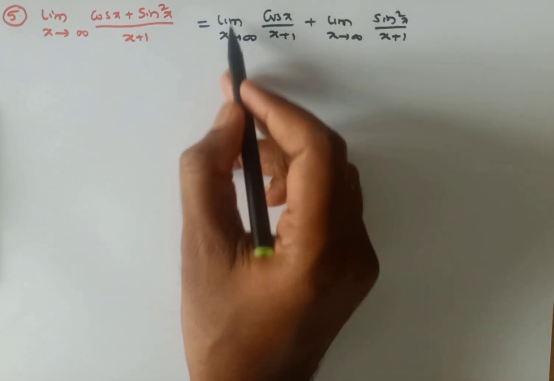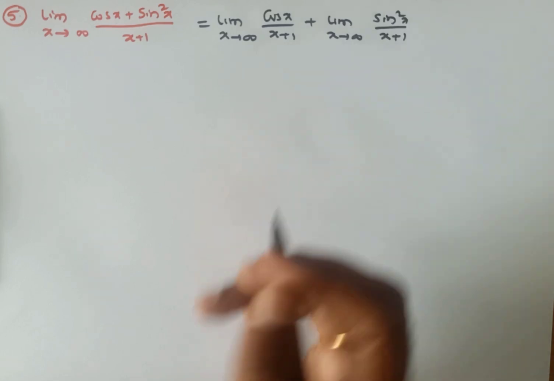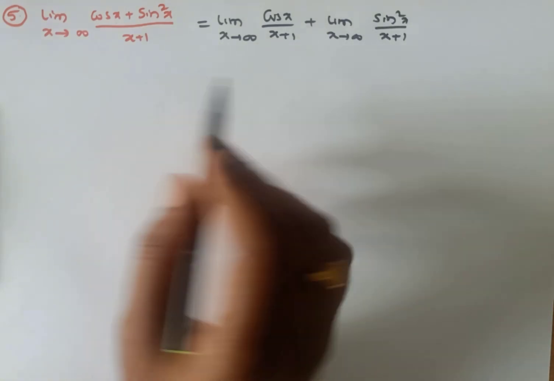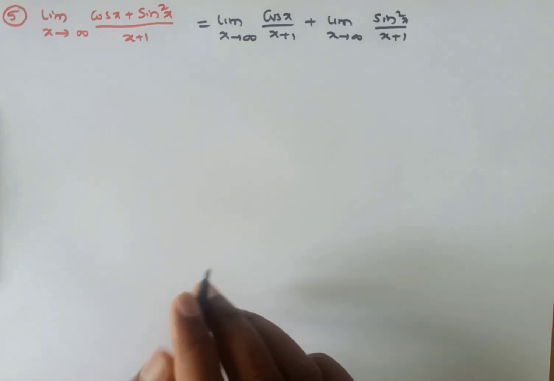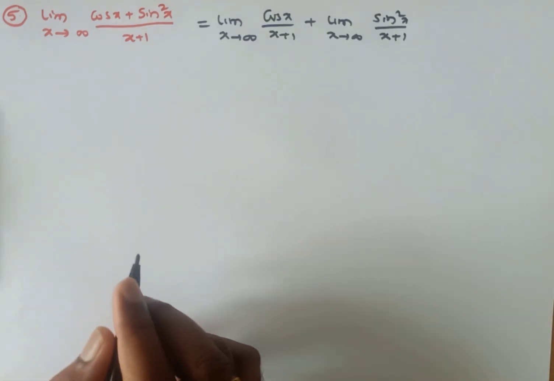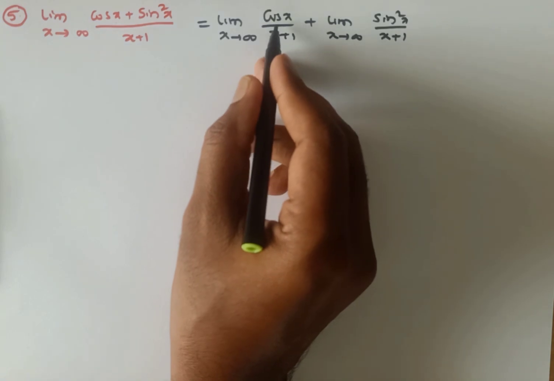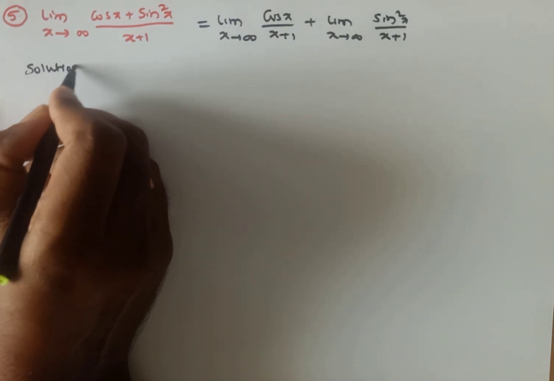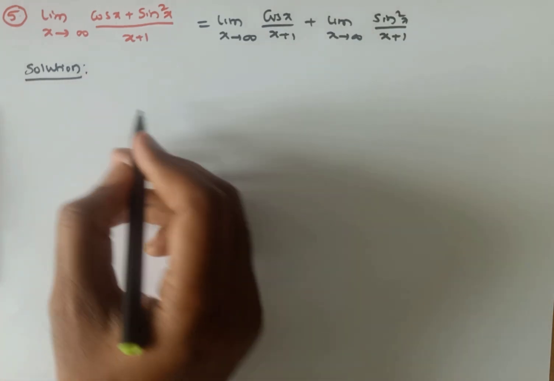So find the limit of this function and this function. Finally, sum them and find the limit; that's easy, right? Whether you find the limit of cos x plus sin square x together, no problem, or you can find it like this. So here, what we need to consider is only the limit of cos x.